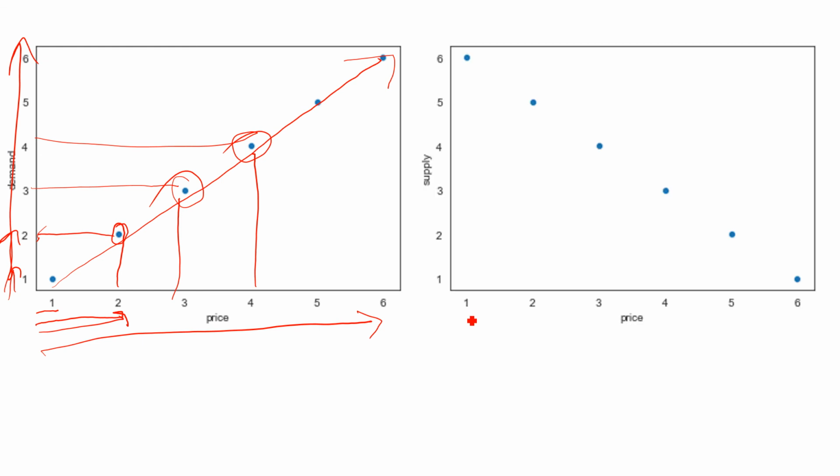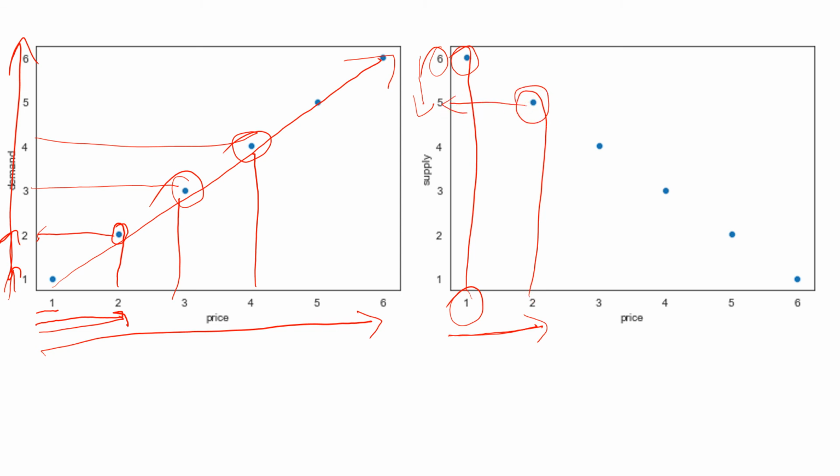If you see over here, the price is 1 and the supply is 6. When price is least, the supply is highest. When price increases, supply is decreasing. So price increases to 2 and supply decreases to 5. I'm talking about this particular point. So you see it has this diminishing relationship, right? The line is diminishing. So this is called perfect negative correlation.